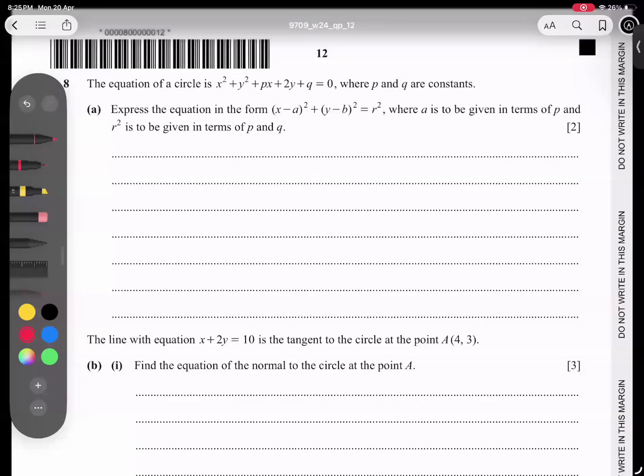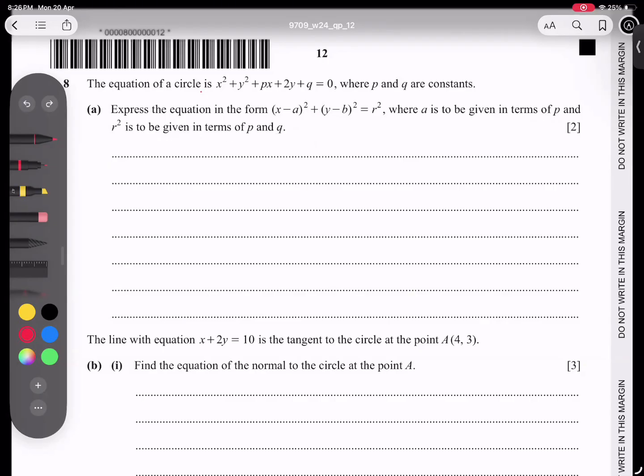Question number 8, the topic is circles. We can see and express it in this form, where (a, b) is the center of the circle and r is the radius. Sorry, he said it is given in terms of p and r square, to be given in terms of p and q. So let's start.